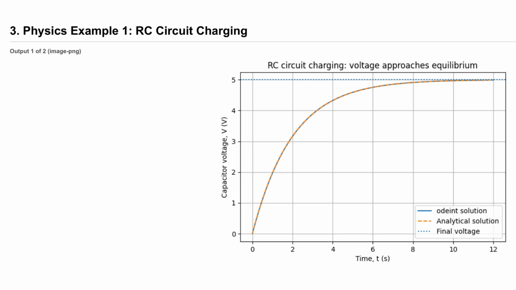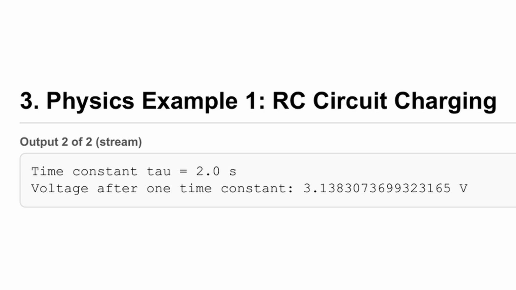Here is the resulting plot. The solid line is our numerical solution, and it perfectly overlaps the dashed analytical curve. Notice how the voltage rises quickly at first, then gently levels off at the 5-volt equilibrium limit. The console output verifies our time constant of 2.0 seconds. It also shows the voltage after one time constant, which gives us a quick numerical check on the charging progress.